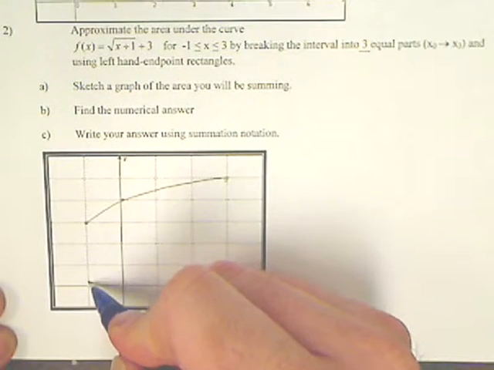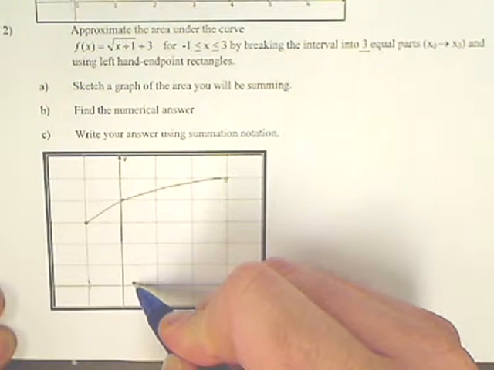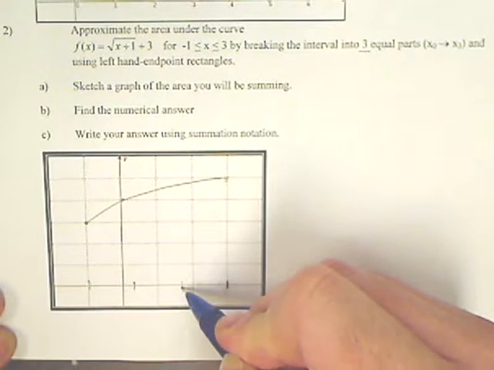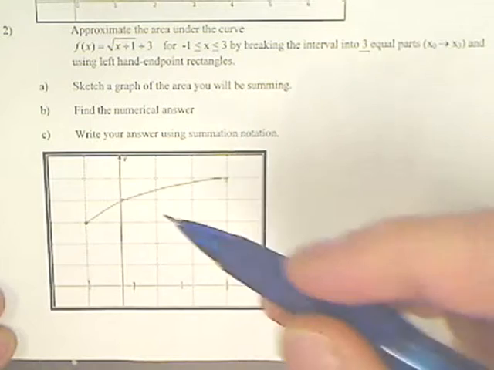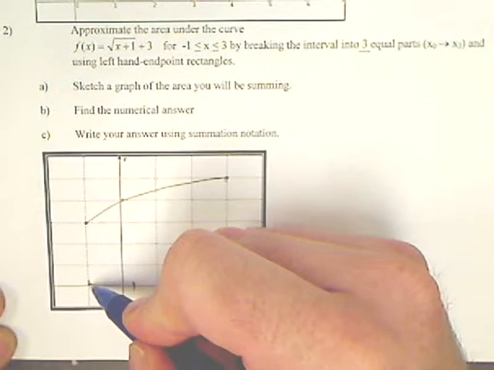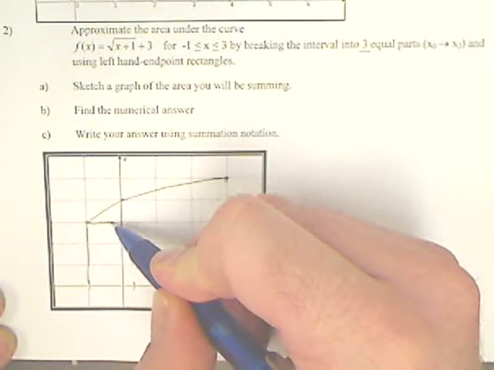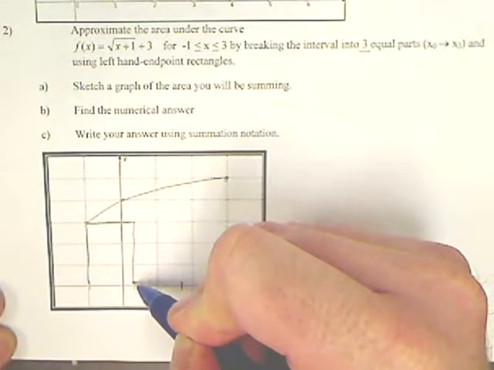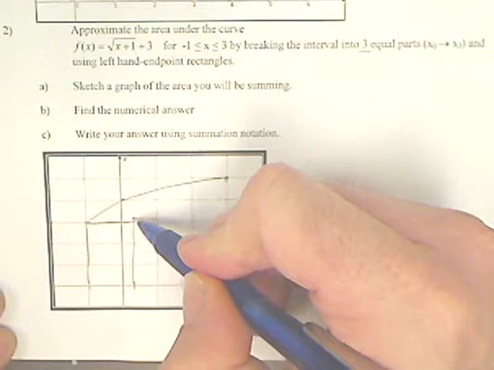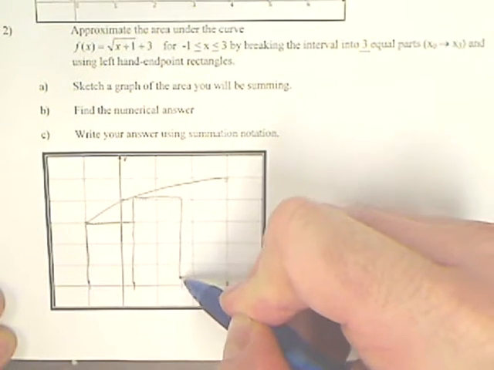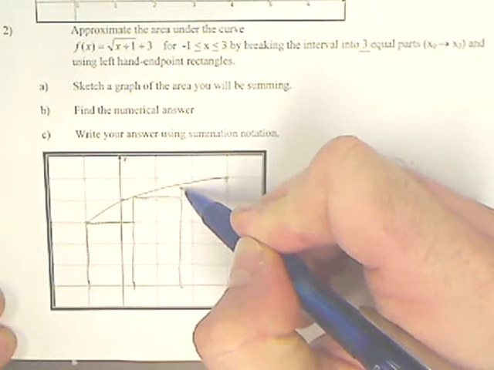So the left edge will be there. If I go 1 1/3, it's about there. Go another 1 1/3, it's about there. Another 1 1/3 is here. When you draw left-hand endpoint rectangles, make sure you slide up till the top left corner hits the graph, slide across, and then back down at that next gap so that every rectangle hits the graph in the top left corner.